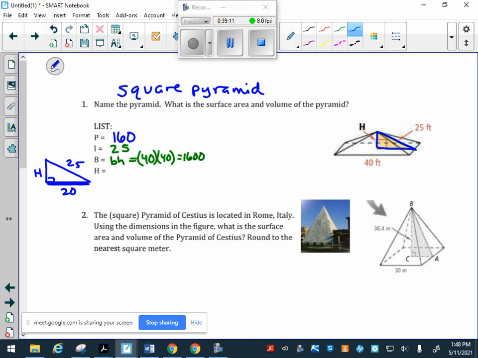Be careful, because you're not always just going to take half the length of the side. It depends on what the base shape is. It works with squares, but doesn't work with other things. Okay, so the Pythagorean theorem would be h squared plus 20 squared equals 25 squared. You may also recognize this as a 3, 4, 5 triangle in multiples of 5. 4 times 5 is 20, 5 times 5 is 25, so this must be 3 times 5. H is 15.